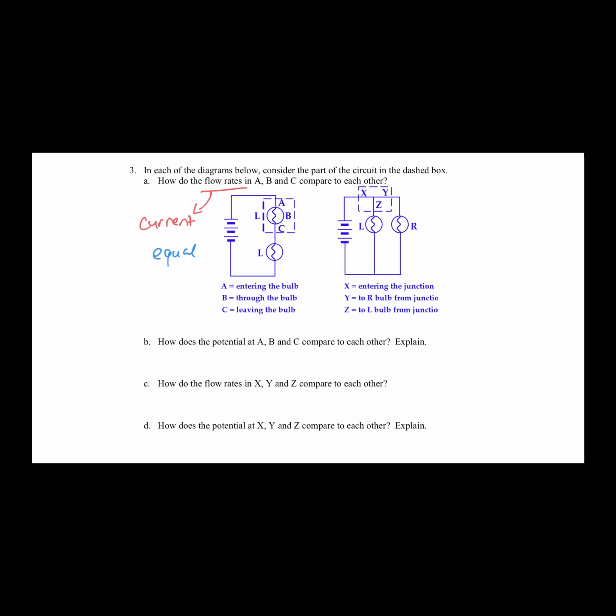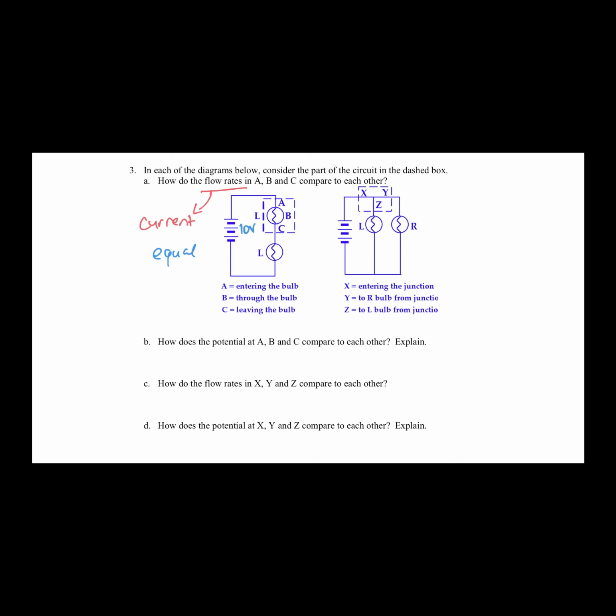In our second circuit here, they're not going to be the same, so that's covered in part C. All right, at part B, how does the potential at A, B, and C compare to each other? So again, B is in the wire. A has to be, so imagine, let's say that I had a 10-volt battery here.